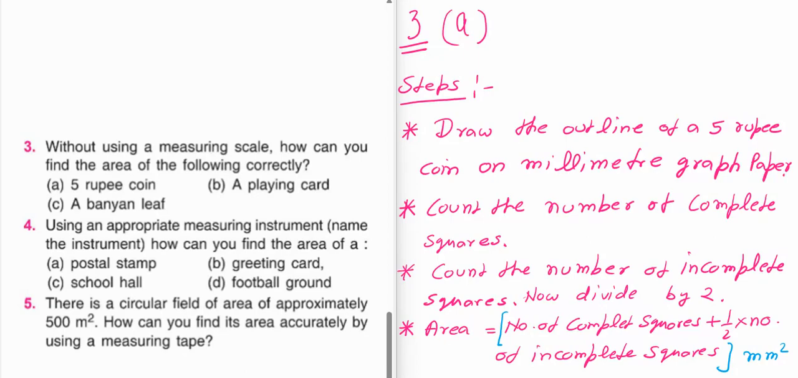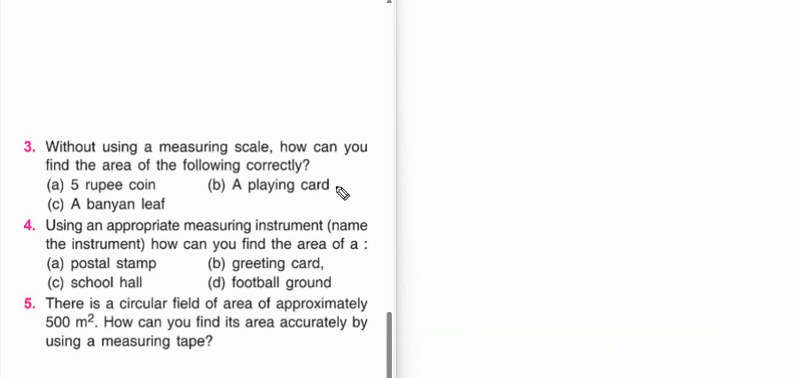Now, beta, second, playing cards. You can do it yourself by centimeter graph paper because it is much bigger than the 5 rupee coin. A banyan leaf also can be found by a centimeter graph paper. So all steps are same, but graph paper is changed. For 5 rupee coin, millimeter graph paper, and for banyan leaf and playing cards, centimeter graph paper. I hope the concept is clear.